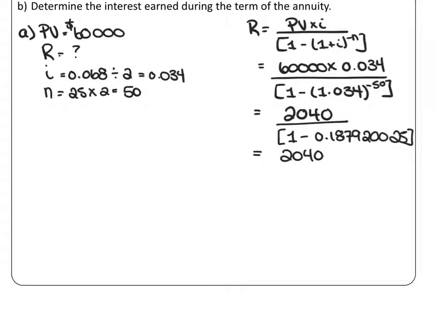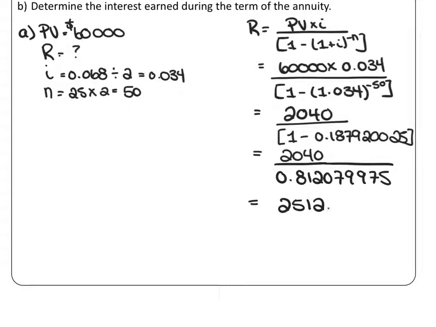1 minus 0.187920025 is 0.8120799975. So again, don't round it, and then we'll do our division. 2,040 divided by 0.8120799975, and I get $2,512, and now I can round it, so 7 cents.